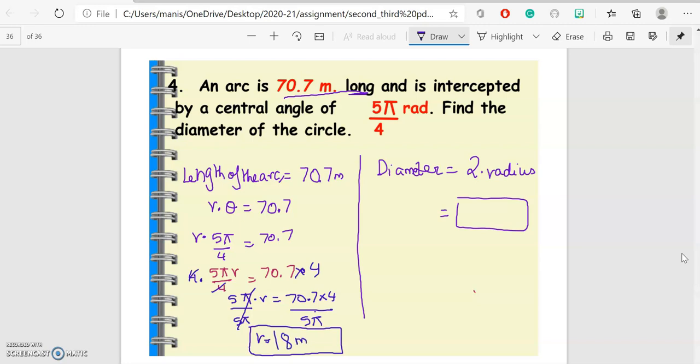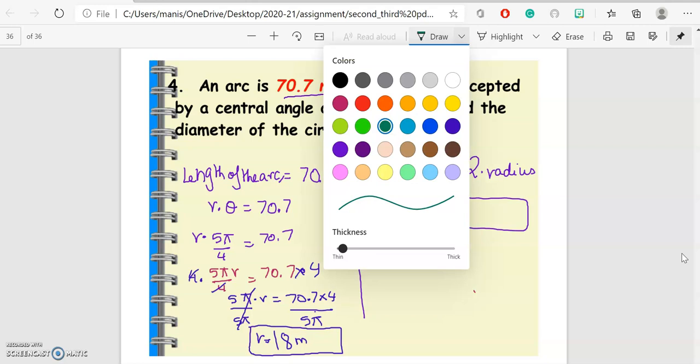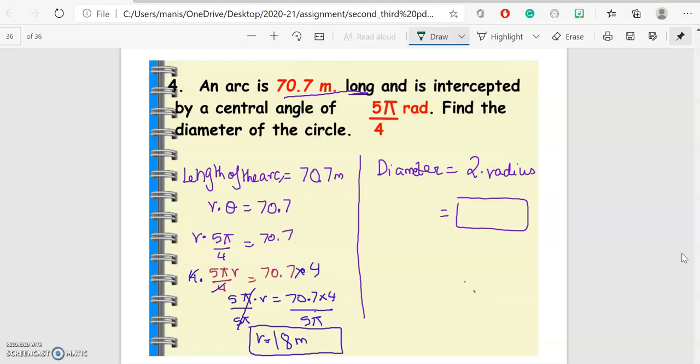Now what we need to find? Do we need to find radius? No. Our initial question was to find the value of diameter. Diameter is what? 2 times radius. So I'll write over here 2 times 18. So my diameter is what? 36 meters. This is how I got the answer.